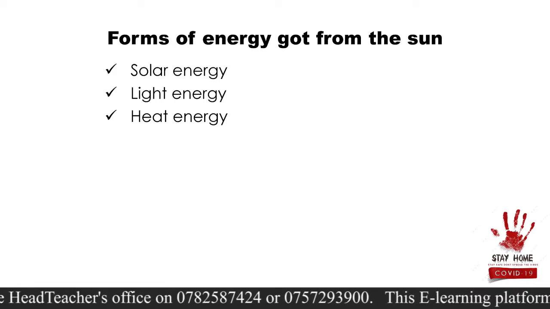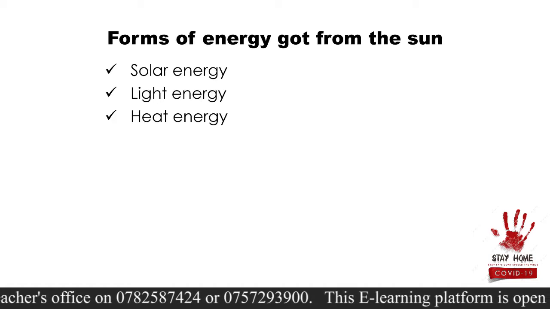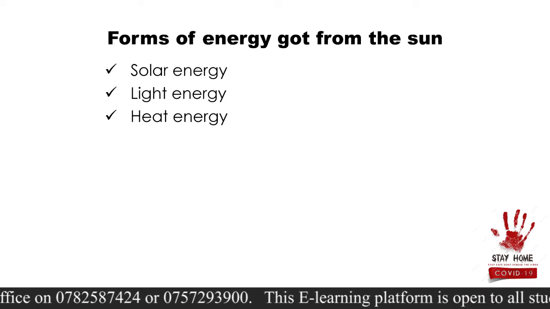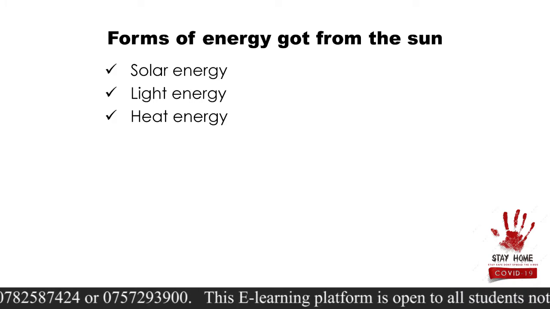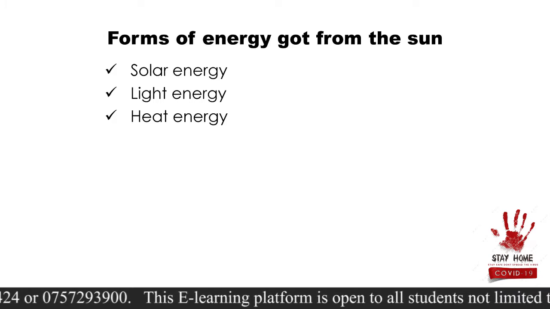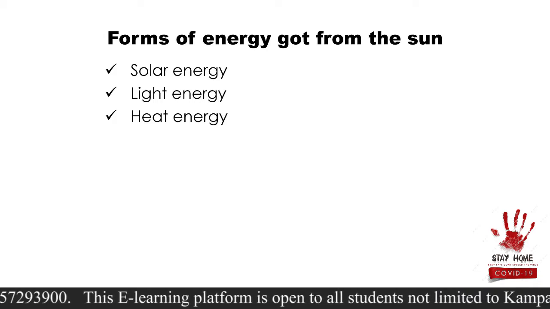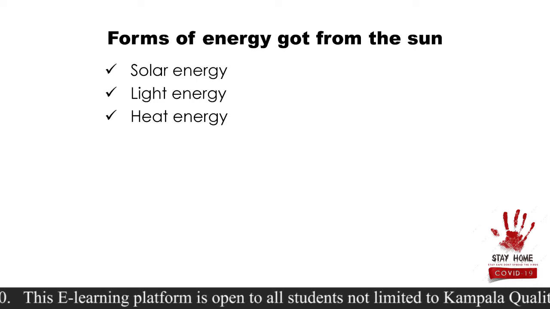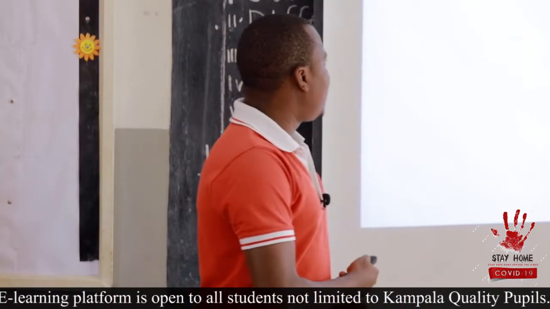One, we have solar energy. Can we say solar energy? Solar energy. Can we spell the word solar quickly? Solar. S-O-L-A-R. Solar. Then can we spell the word energy quickly? Energy. E-N-E-R-G-Y. Energy. Then from the sun, we also have light energy. Can we spell light? Light. L-I-G-H-T, light. Then we'll also get what we call heat energy. Can we spell heat? Heat. H-E-A-T, heat. So those are the 3 forms of energy got from the sun.